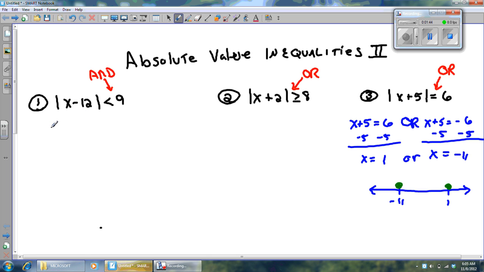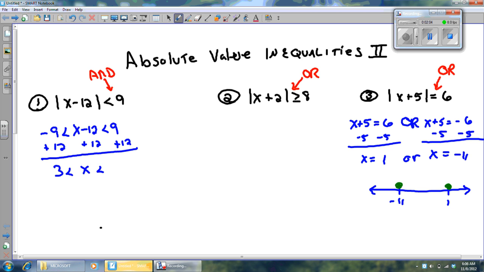All right, so let's go and do number 1. It's an AND, so I'm going to do x minus 12 is less than 9. And then over here, I'm going to put negative 9 is less than the x minus 12. I'll add 12 to all 3 parts. And I'm going to get 3 is less than x, which is less than 21.